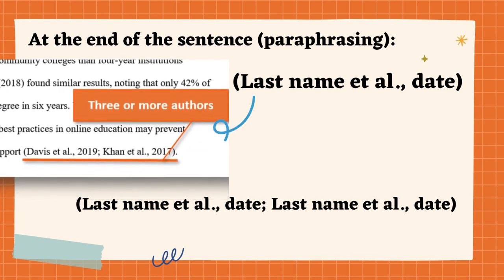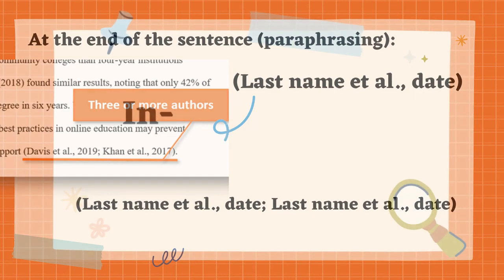Sometimes you may draw from two different sources for a paragraph. And in that case, you would do the three or more author citation, last name, et al., comma, date, and then a semicolon, the next source, last name, et al., comma, date, and parenthesis, period for the end of the sentence. So it's a nice way to show that maybe the information you got was from multiple sources.